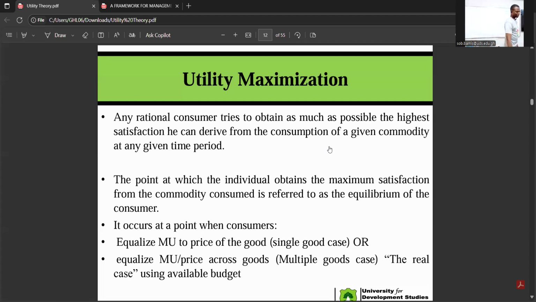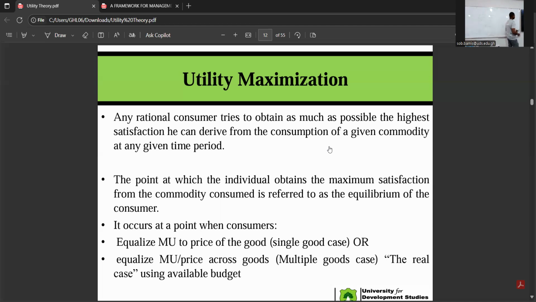But according to the cardinalist, how then does the consumer maximize utility? At which point do we say the consumer has maximized utility? Let's simplify the discussion for now by looking at a single commodity case. Assume that the consumer consumes just one product, call that product X. At what point can we say that the consumer's utility is maximized?